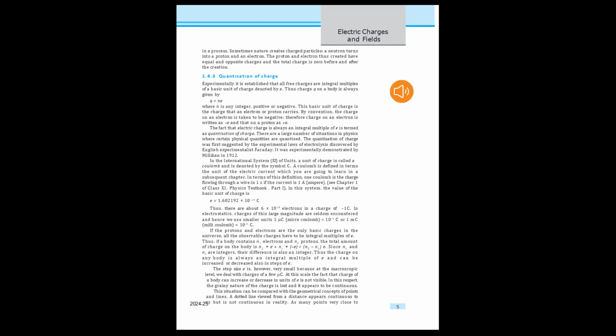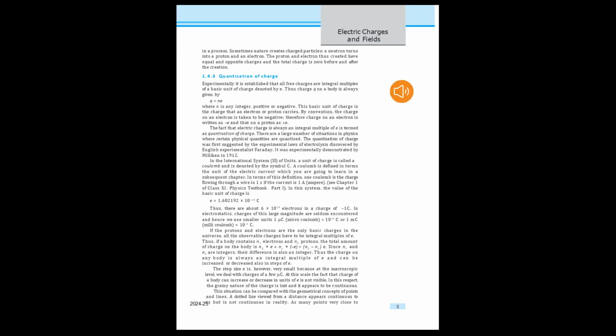In electrostatics, charges of this large magnitude are seldom encountered, and hence we use smaller units: 1 microcoulomb, equal to 10^−6 coulomb, or 1 millicoulomb, which is equal to 10^−3 coulomb. If the protons and electrons are the only basic charges in the universe, all the observable charges have to be integral multiples of e. Thus, if a body contains n1 electrons and n2 protons, the total amount of charge on the body is n2 × e + n1 × (−e), which is equal to (n2 − n1) × e. Since n1 and n2 are integers, their difference is also an integer. Thus, the charge on any body is always an integral multiple of e and can be increased or decreased only in steps of e.